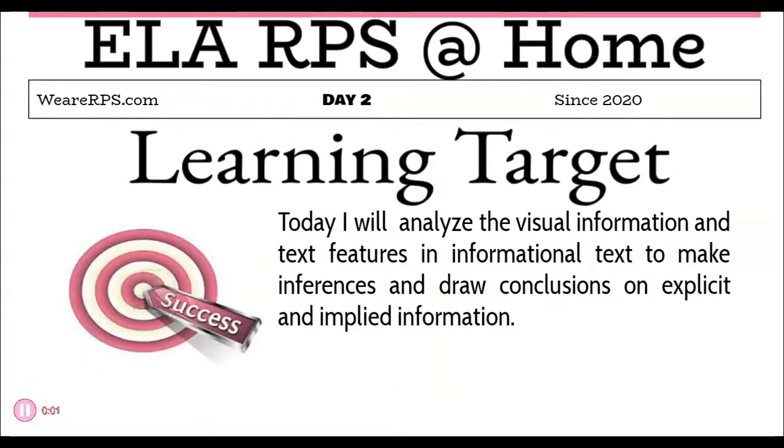So you guys know before we can start our lesson that we have to go over our learning target. So today's learning target is, today I will analyze the visual information and text features in informational text to make inferences and draw conclusions on explicit and implied information. So just like how we did on day 1, we're going to go over some things together, and then at the end of our video, I'm going to show you how to do your independent practice activity on your own to review what we learned today.